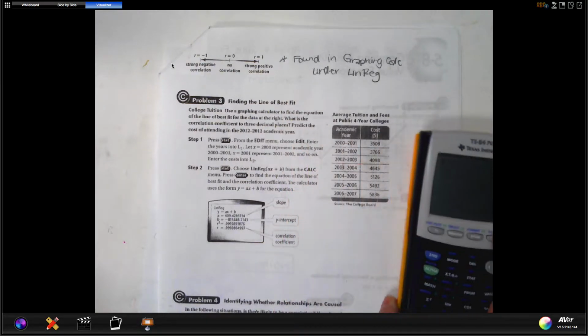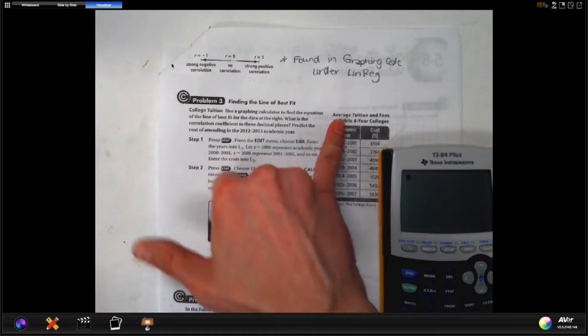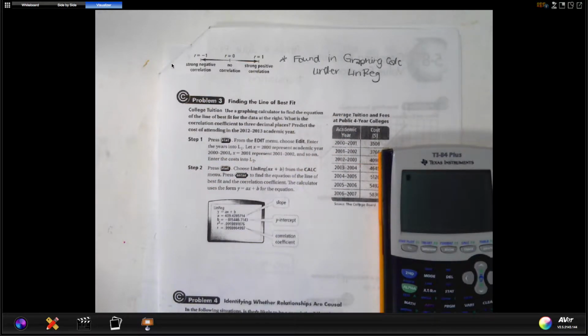So we're going to enter, according to what we've got here, the average tuition and fees at public four-year colleges. Now, this is a long time ago, right? This is back in 2000 all the way to 2007. So this is when I went to college. My first year, I graduated in 2001. So it was a lot less then. It's way more now. But this is just to give us an idea of how to put this in our calculator.